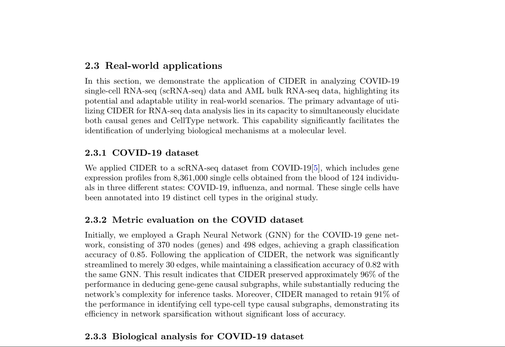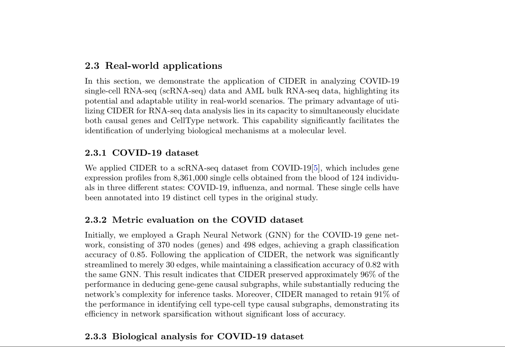The CIDER method is applied to real-world RNA-seq datasets, including COVID-19 single-cell RNA-seq data and AML bulk RNA-seq data, to demonstrate its adaptability and utility. By simultaneously elucidating both causal genes and cell-type networks, CIDER facilitates the identification of underlying biological mechanisms at a molecular level. The COVID-19 dataset, comprising 8,361,000 single cells from the blood of 124 individuals in 3 different states, is used to evaluate CIDER's performance.